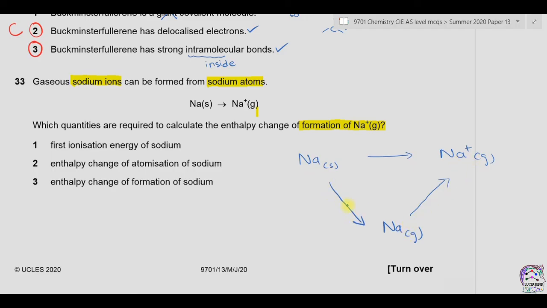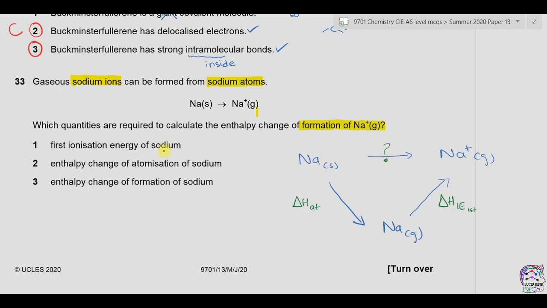So in this step from solid to gaseous, we have enthalpy of atomization involved, while in this step from sodium gaseous to sodium ion, we have first ionization energy involved. So by using Hess's law, we can actually find this enthalpy change of formation.